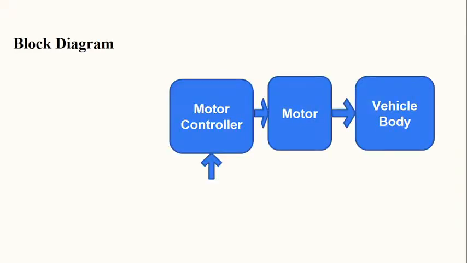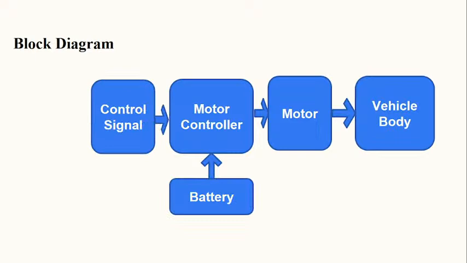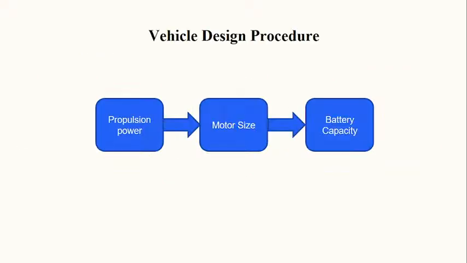So, block diagram of the EV. Here we can give a control signal to the motor control, which runs the motor, and that motor we can attach to the vehicle body. The input of the EV we can take as a battery. Here we can give input to the microcontroller, and we can control the motor, right?